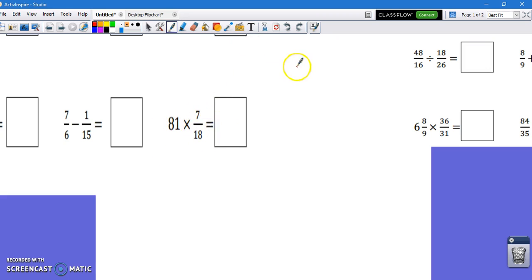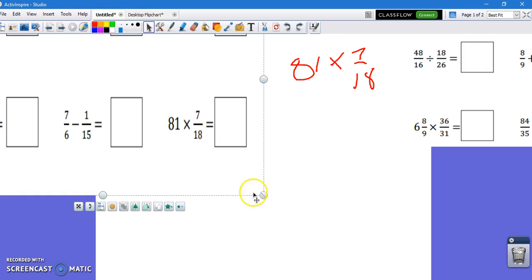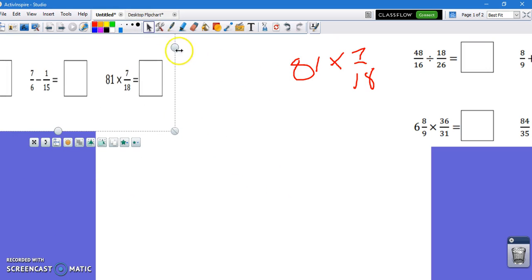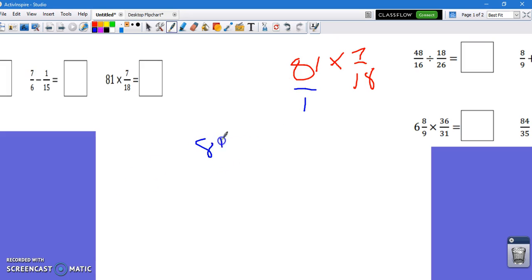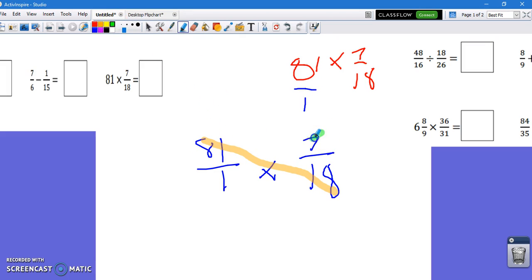All right, so for this one, I have 81 times 7 over 18. Okay, so when we have this one, this is what we need to do. When you have a whole number, you simply need to change that whole number into a fraction by putting a 1 underneath. And so now it looks like I have 81 over 1 times 7 over 18. Okay, so remember, I like to reduce before multiplying across, so reducing diagonally either that way or that way.